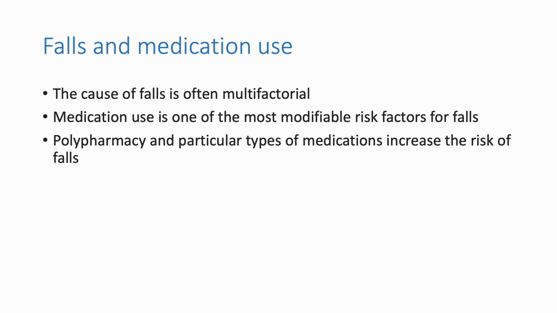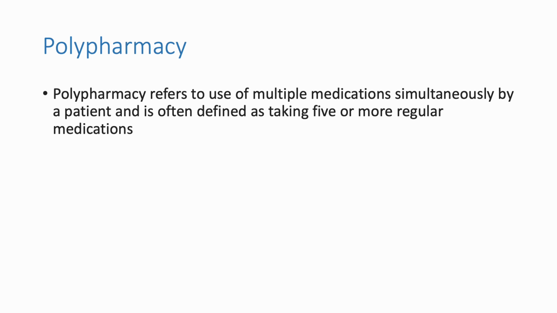Medication use is one of the most modifiable risk factors for falls. Polypharmacy and particular types of medications increase the risk of falls. So polypharmacy refers to the use of multiple medications simultaneously by a patient and is often defined as taking 5 or more regular medications. It is very common in the hospital setting, and at least half of older adults in hospital are taking 5 or more medications.